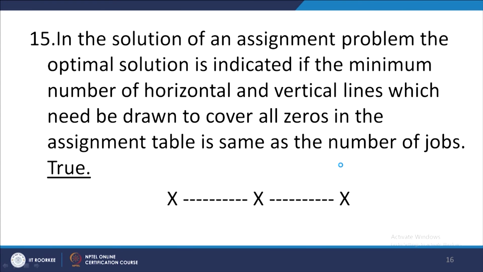Question number 15. In the solution of an assignment problem, the optimal solution is indicated if the minimum number of horizontal and vertical lines which need to be drawn to cover all the zeros in the assignment table is the same as the number of jobs. Answer is true. So, I hope you have evaluated your attempt at this quiz.